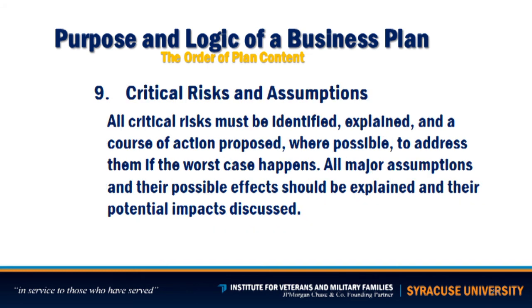Once you're done with your management team, you want to identify what some of the critical risks and assumptions are. So all critical risks must be identified and explained, and a course of action proposed where possible to address these risks, just in case the worst case happens. So all major assumptions and their possible effects should be explained, and their potential impact discussed in this section of the business plan.